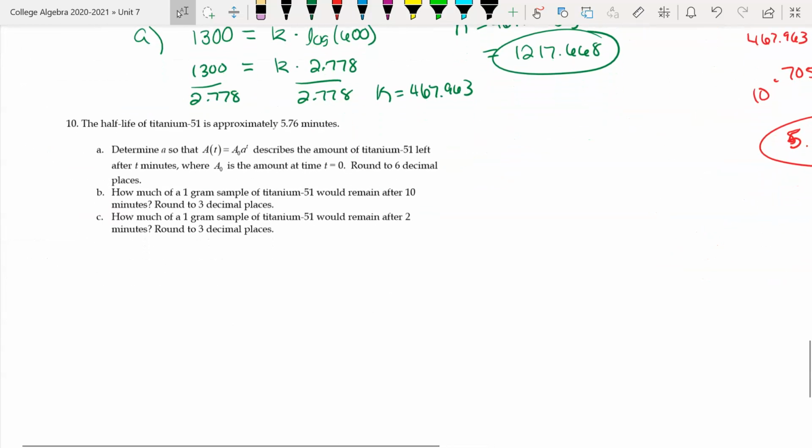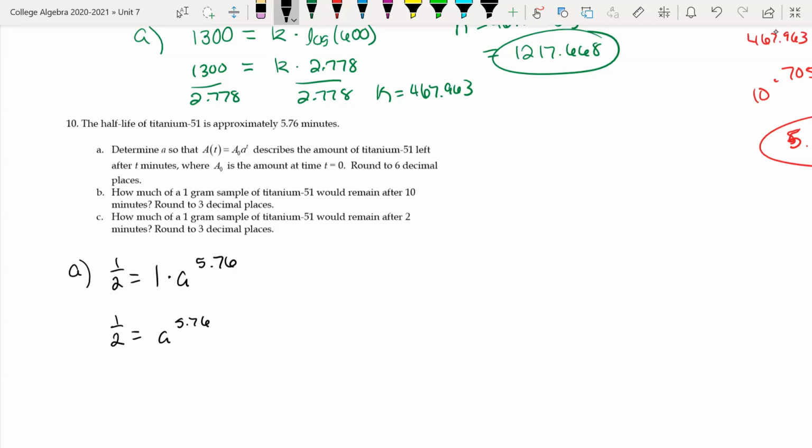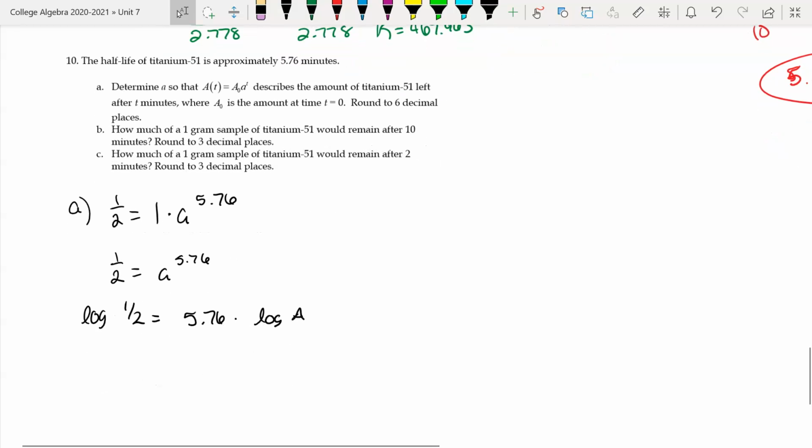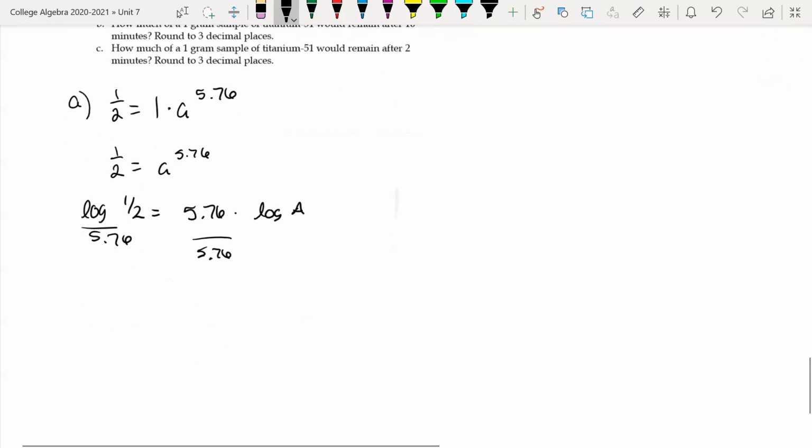Last one, half-life. You've seen this one quite a bit. So on A, we know we always set up like this. 1/2 equals 1 times A to the whatever the half-life is. In this case, it's 5.76 minutes. So I'm going to get 1/2 equals A to the 5.76. So I take the log of both sides in order to get the exponent down. So I'm going to divide by 5.76, divide by 5.76. I get negative 0.052262 equals log of A.